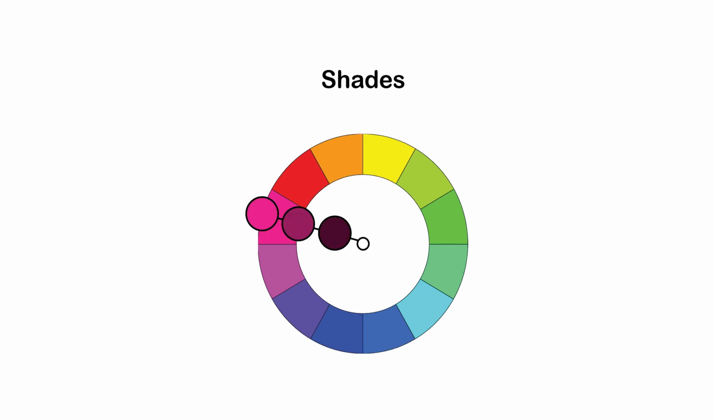Lastly, we have the shades harmony, the simplest one. This harmony uses the same hue, like the analogous harmony, and the same saturation. Only the values are changed, producing what are known as shades.